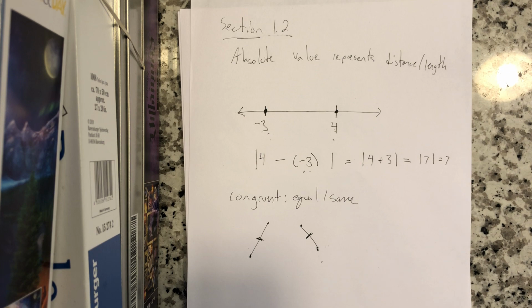In this class, we're not really going to do much with constructions. So if you see something about constructions in the book, you can kind of avoid that. I'm not requiring you guys to have protractors or rulers or compasses, so we're really going to skip those parts.